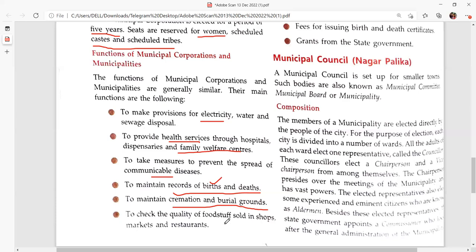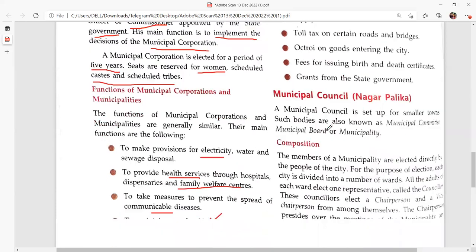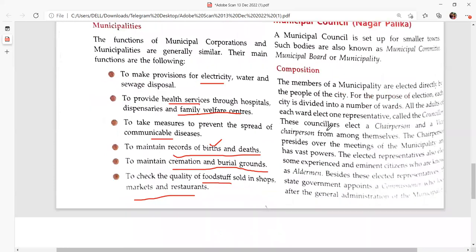Okay. To check the quality of food sold in the stalls, markets and restaurants. Yes, they will check the quality of food. They will check the quality, in Cuttack recently. The Cuttack Municipal Corporation has checked different vendors who are putting their shops in the streets, on the roads.